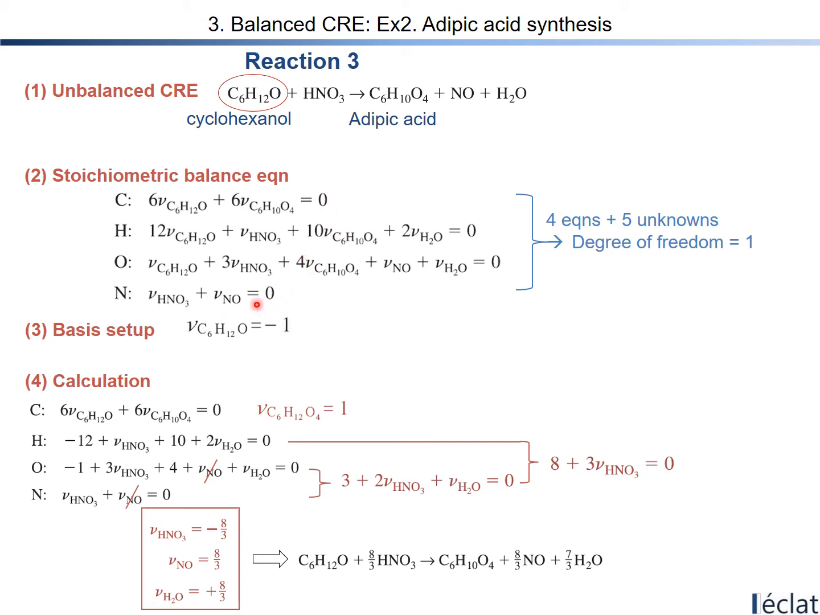And of course you need to set up the basis, because degree of freedom of this system is 1. So in this case, I have set up cyclohexanol as the basis. So nu cyclohexanol is equal to -1, because cyclohexanol is the reactant. And then right now 4 equations with 4 unknowns. So we could calculate the stoichiometric coefficients. Then here's the final answer.